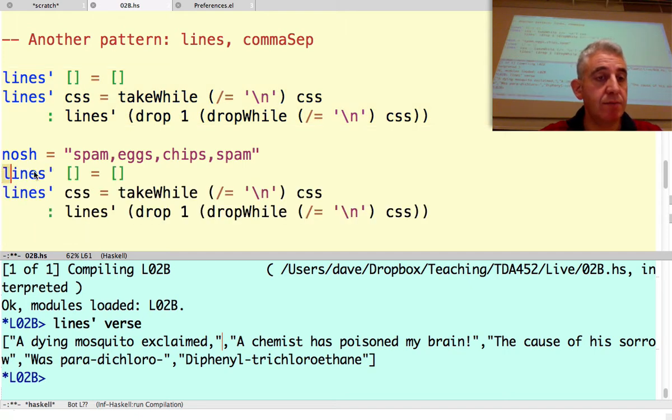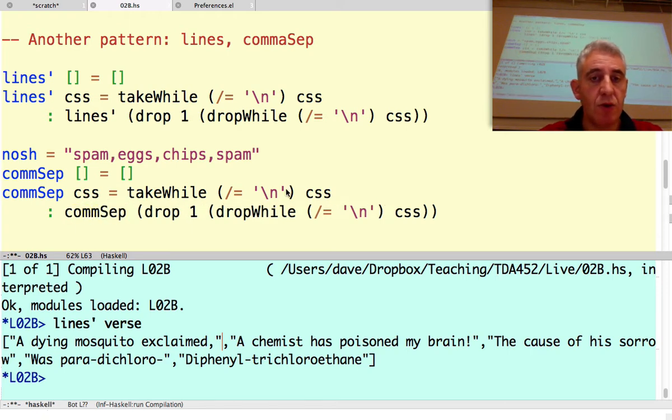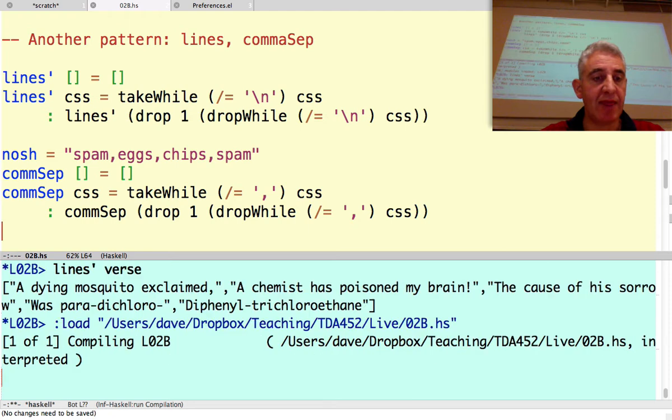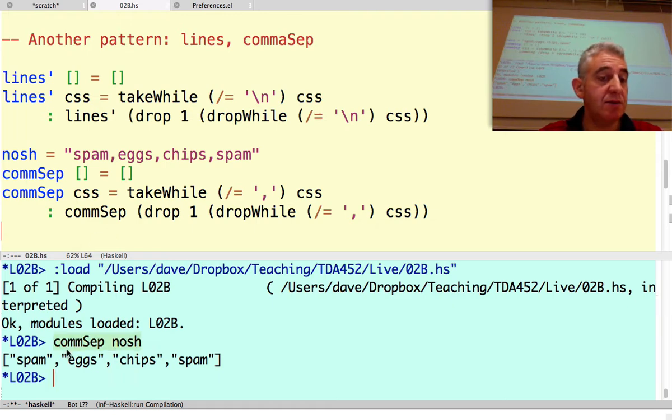Well, that might be a function comsep, which takes things which are up until the first comma and then drops them, so something like that. So if I do comsep, not commasep, on that example there, then it splits it into the words that are in between the commas.